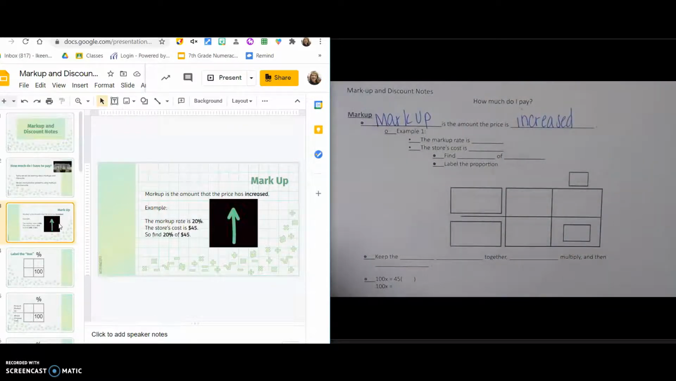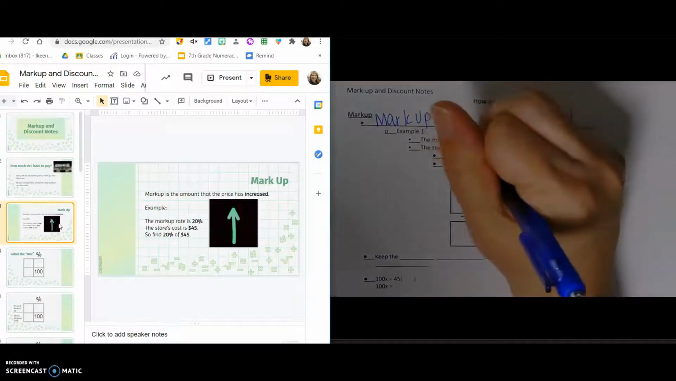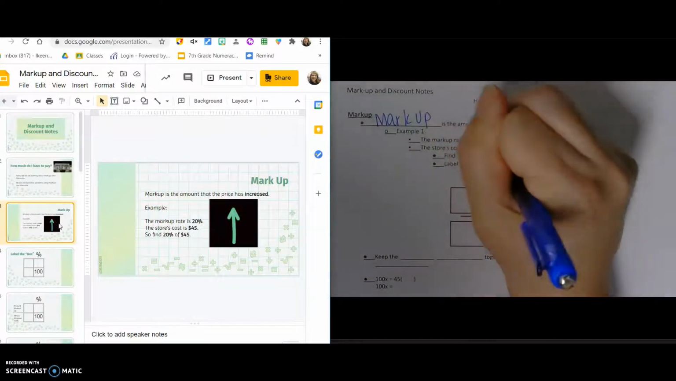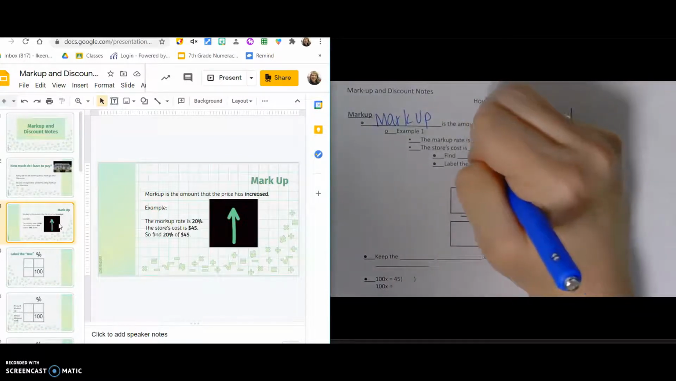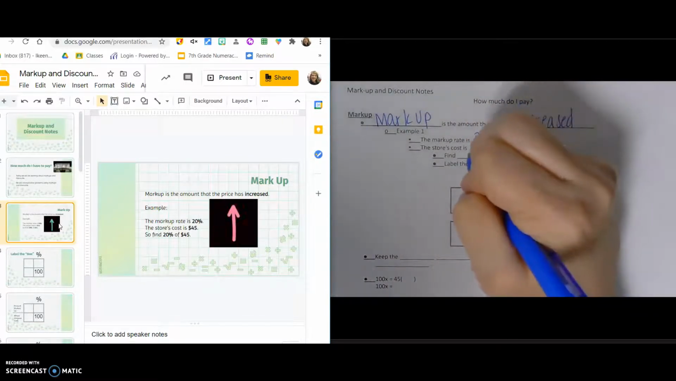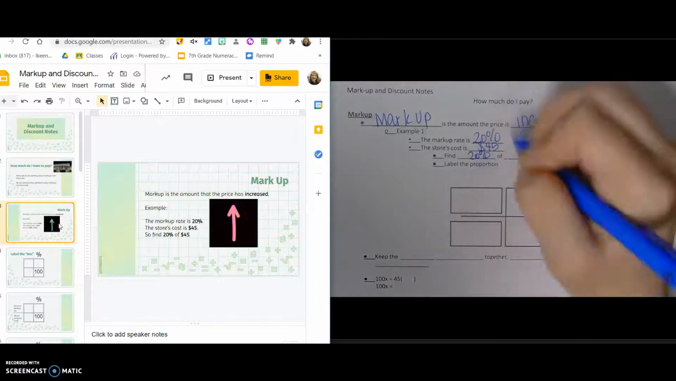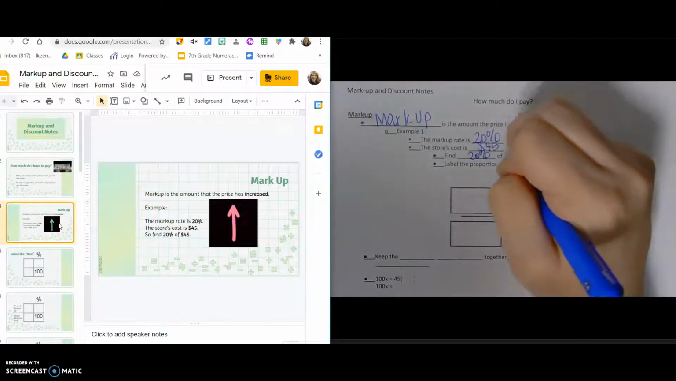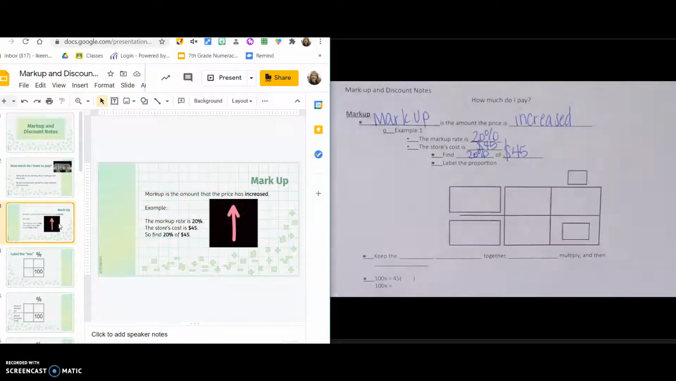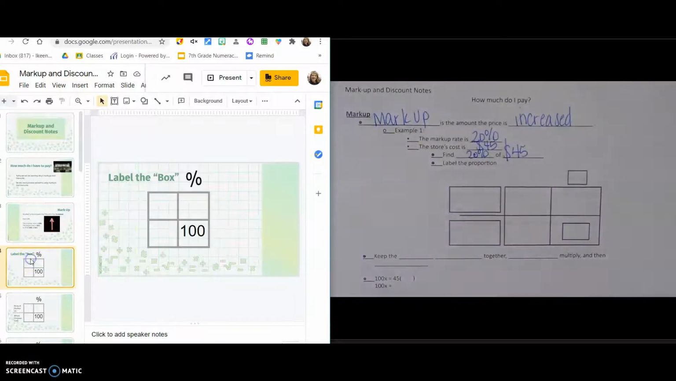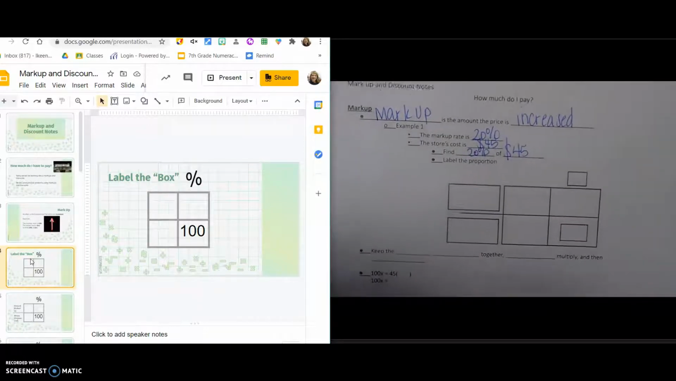For example, the markup rate is 20%. The store's cost is $45. So you're going to find 20% of $45. What you're going to do is go ahead and set up a percent proportion.